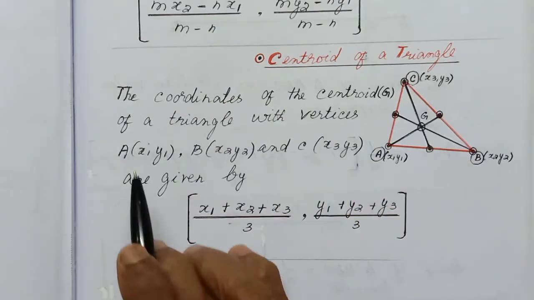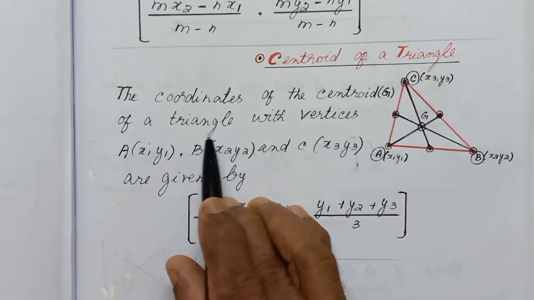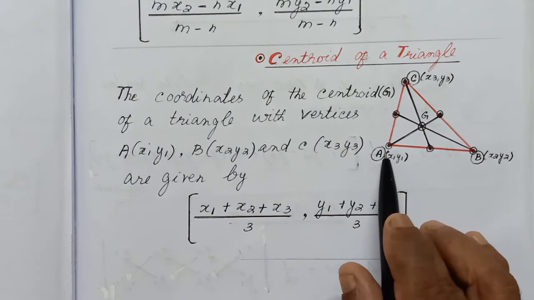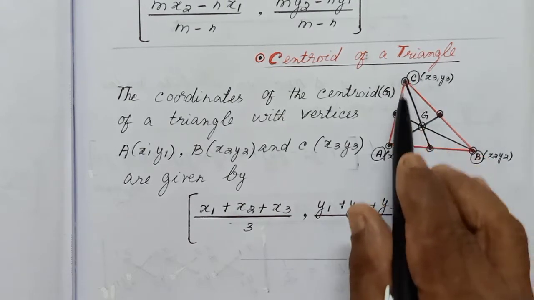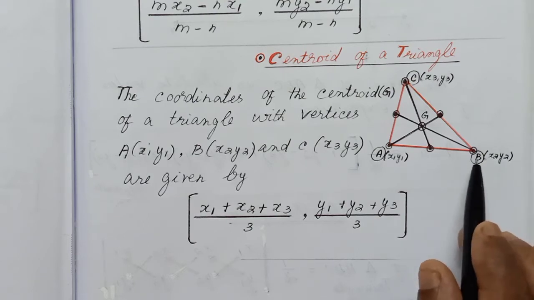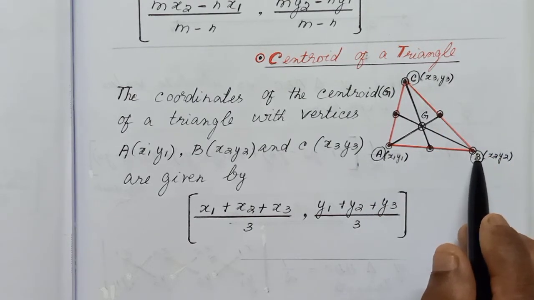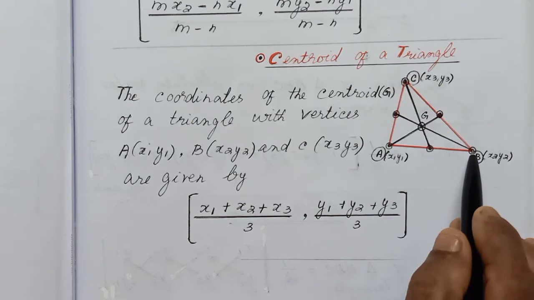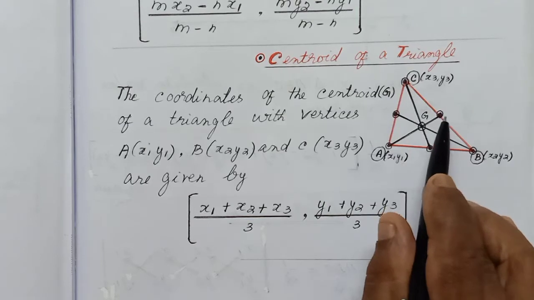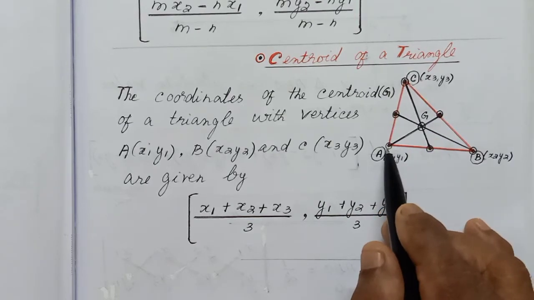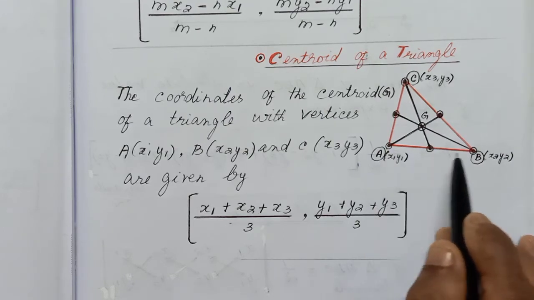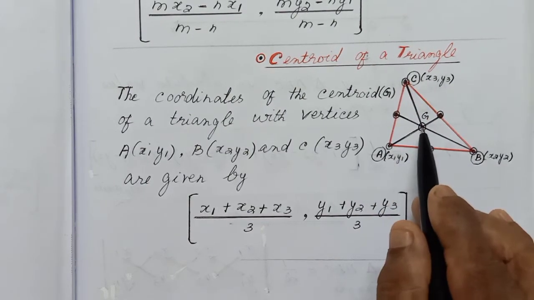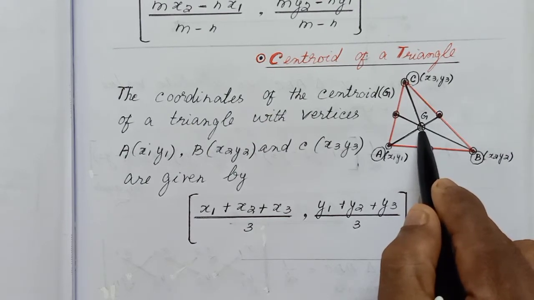The next one is the centroid of a triangle. The coordinates of the centroid G of the triangle with vertices A(x1, y1), B(x2, y2) and C(x3, y3). Here this is point A, this is point B, this is point C, making a triangle. Opposite to AC is vertex B, and here is the midpoint of AC. We connect them to make a line. Like that in BC, this is a midpoint, and you connect it with vertex A. Like that, AB is a line segment, and you connect its midpoint to vertex C. All these lines join together at one point. That point is called G.